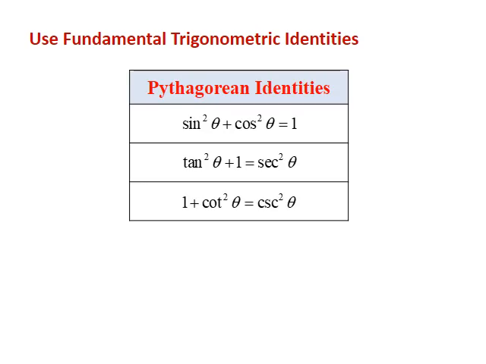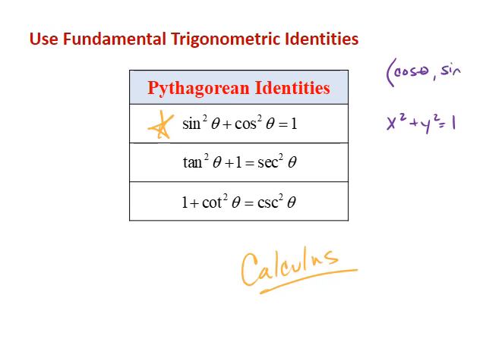Here we have the fundamental trig identities. These are very, very important. You will see these again if you move on to take calculus, so definitely remember these. All of these basically stem from this one here. And I just want to remind you that on the unit circle we had x squared plus y squared is equal to 1. Well, all we've done is replace x with cosine and y with sine.